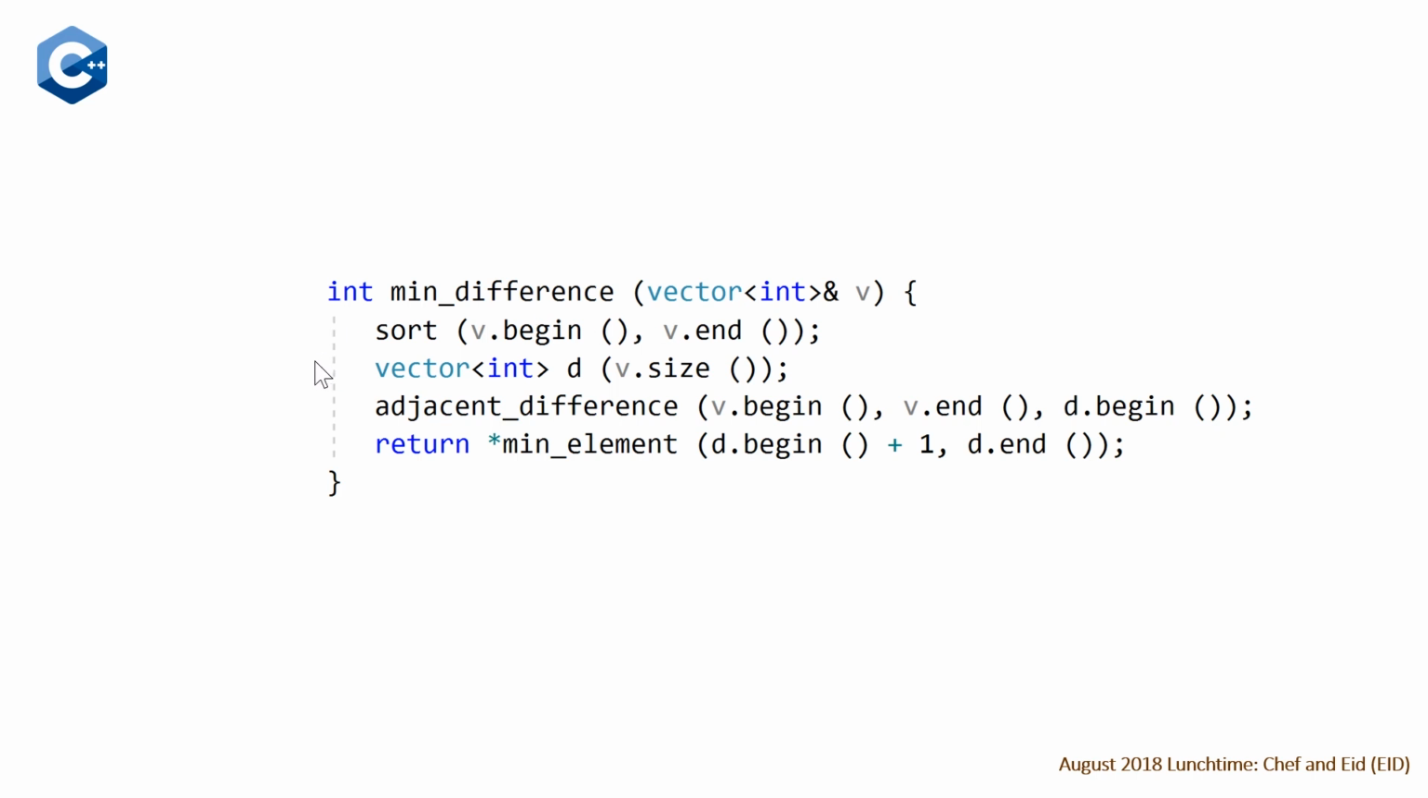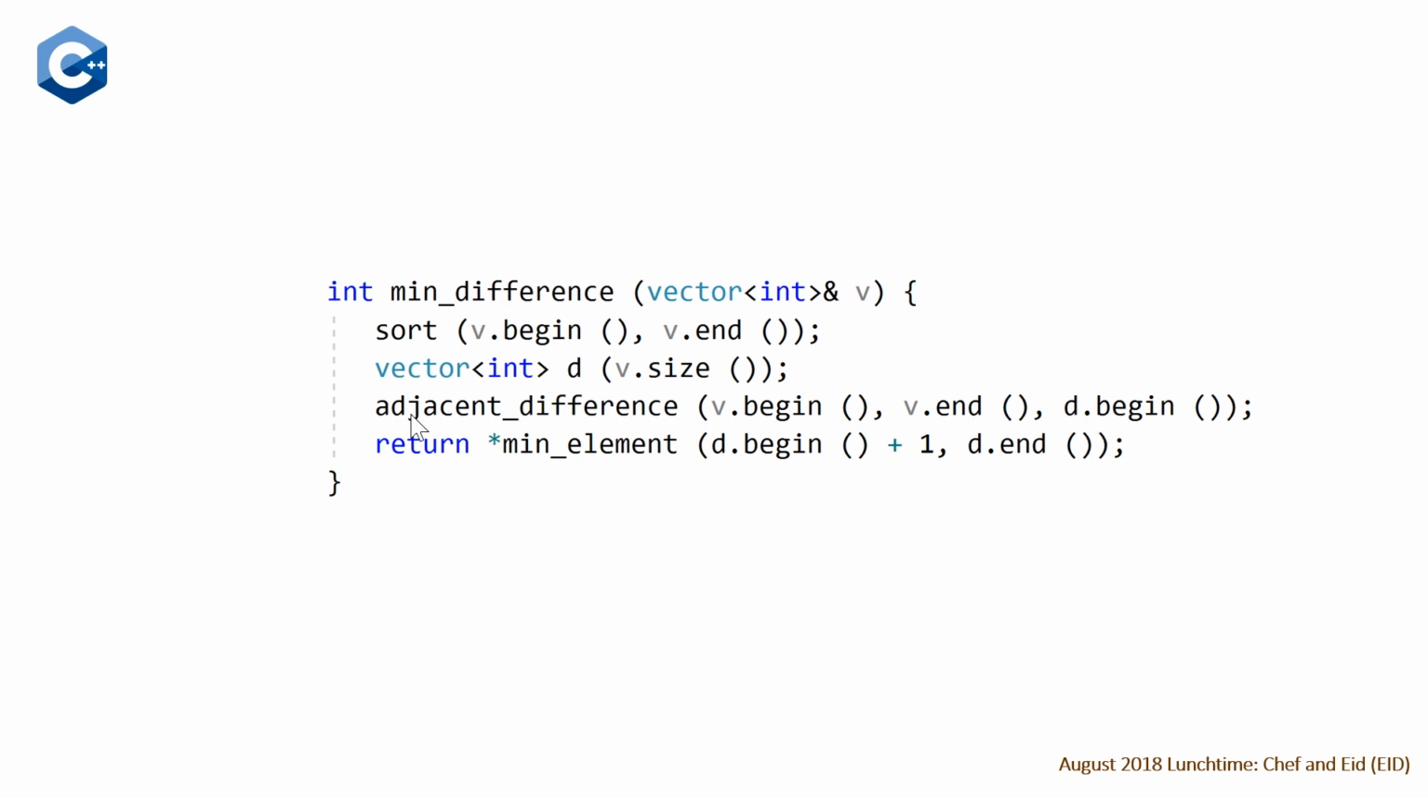The second step is to create a vector called d, which is going to store the differences, and then we can just call our adjacent difference function. And so this is basically going to take 2 iterators giving a range that we want to find the differences between the adjacent elements, and then an output iterator where we're going to store the differences.